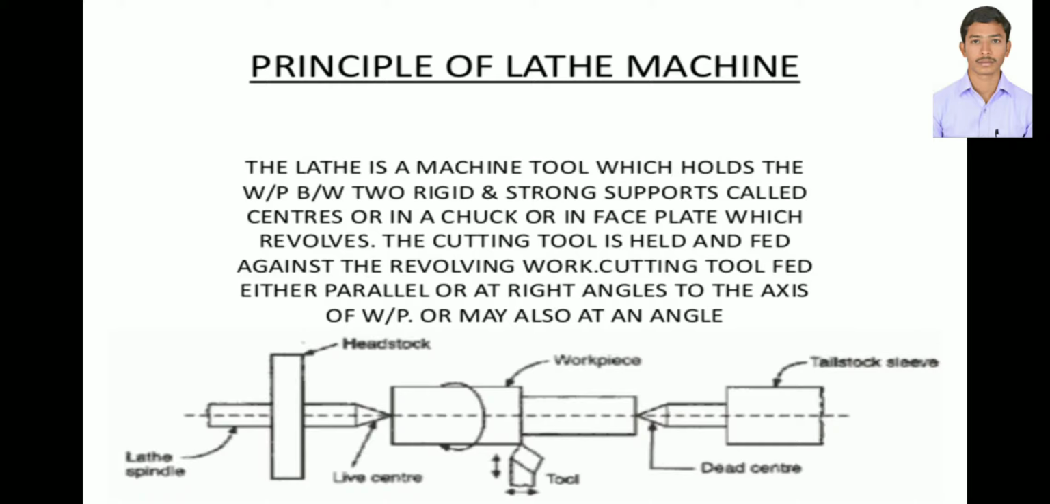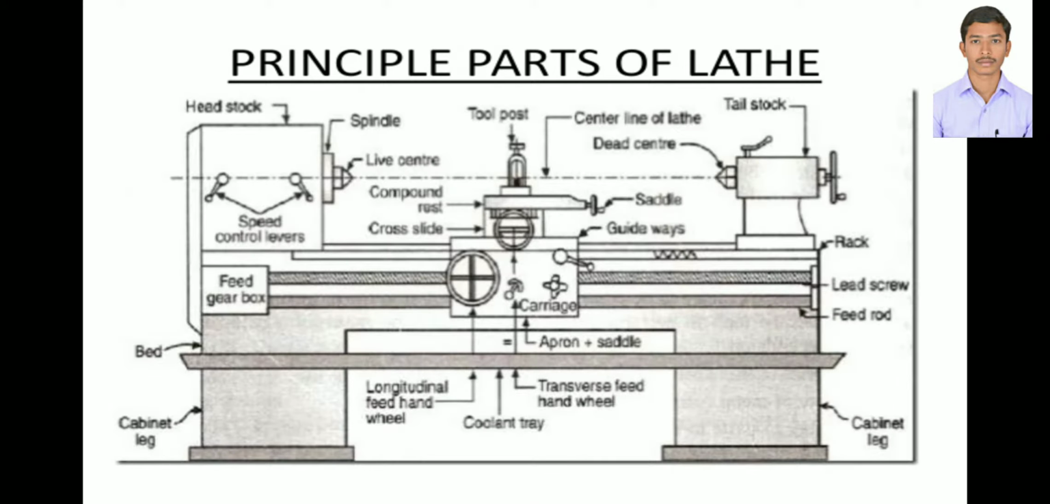How should the material be removed? In the material removal process, the material is removed in layers or chips. So the material is removed as chips or in layers. So that is the principle of the lathe machine.